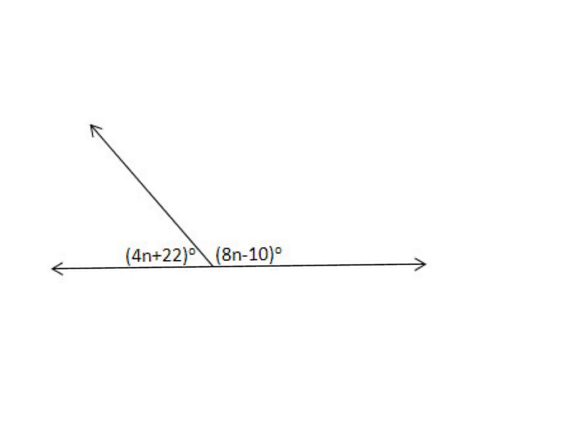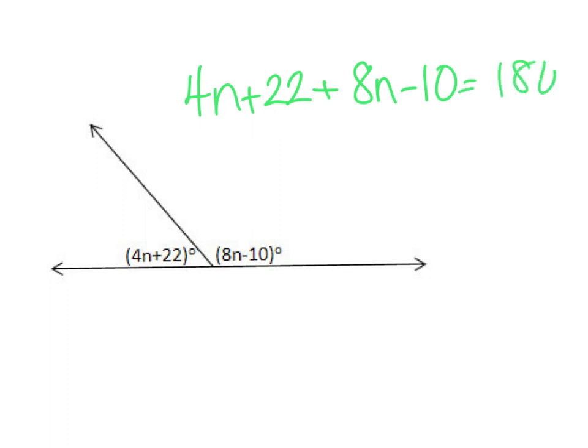All right, one last one. So again, this is a straight angle, 180 degrees. These are supplementary. And so we're going to set our equation equal to 180. So I'm going to take the first expression. I'm going to add it to my second expression. Ooh, and we're going to have some subtraction, but don't get nervous.